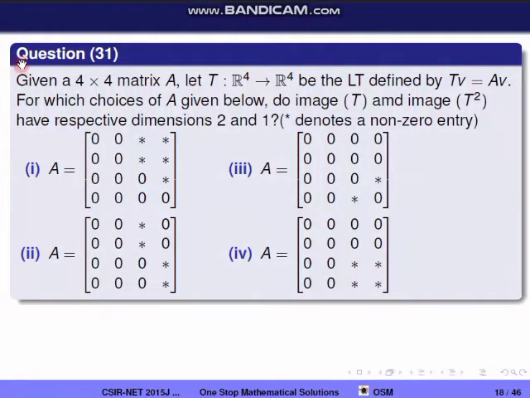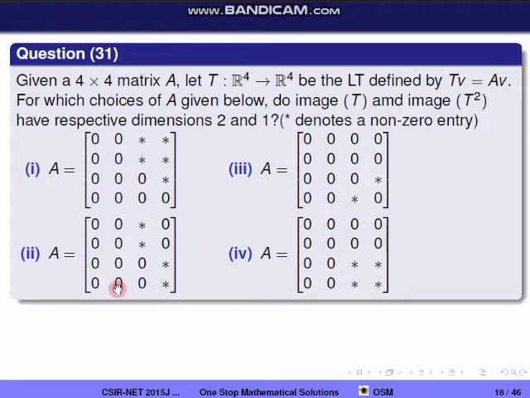Next question, question 31. Given a 4 cross 4 matrix A, let T from R4 to R4 be a linear transformation defined by TV is equal to AV. For which choices of A given below do the image of T and the image of T square have respective dimensions 2 and 1? Star denotes a non-zero entry. So they have defined a linear transformation here based on the matrix A. So we have to find which of the following options have the dimension of image of T as 2 and the dimension of image of T square as 1.